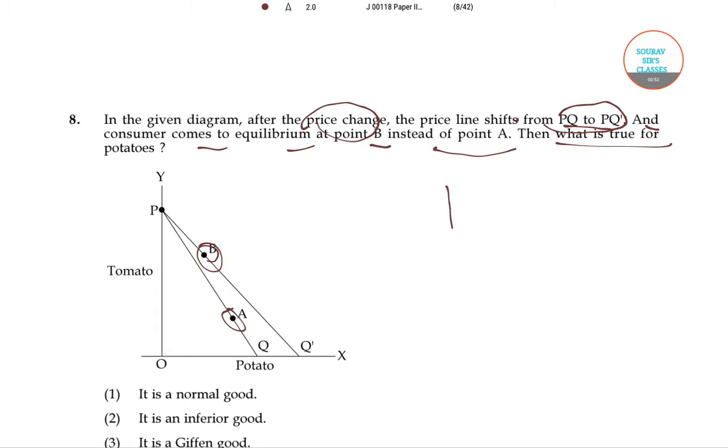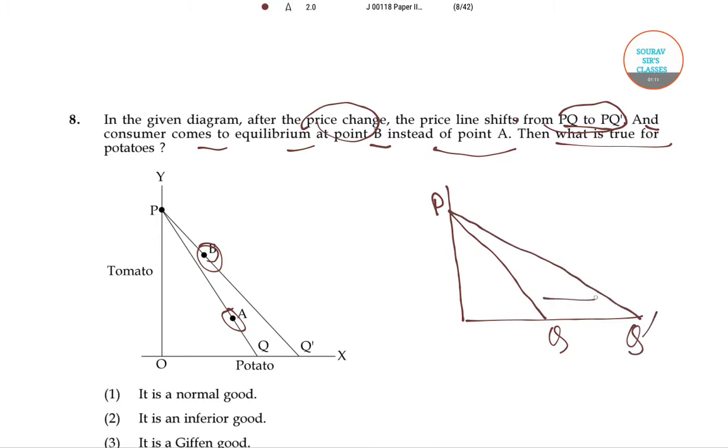This was the initial price line, that is for a two commodity model the budget line was this, P and Q. Now it pivots to Q1. So we know this happens when the price of potato has fallen. So when the price of potato falls, then only the budget line shifts rightward, that is, it pivots rightward.